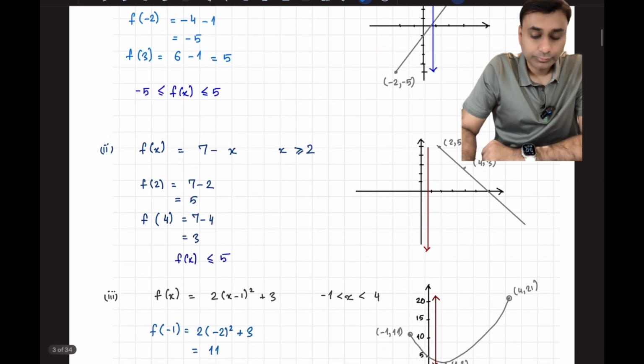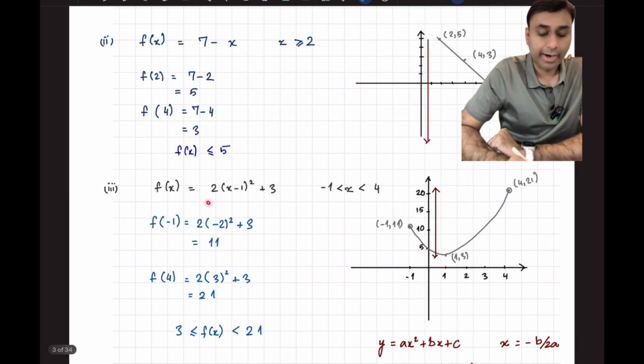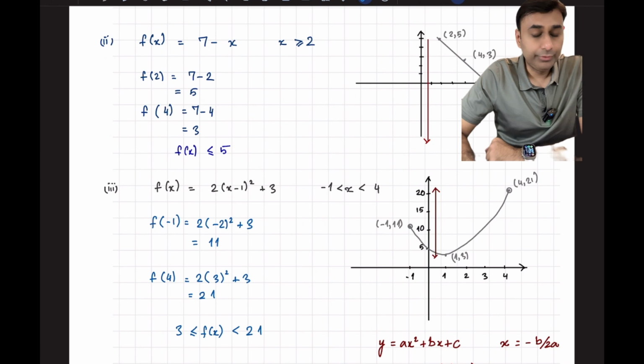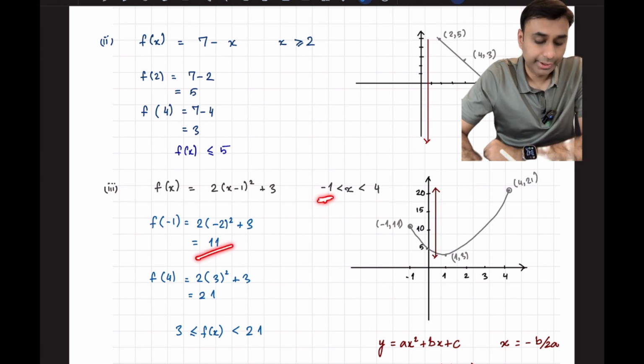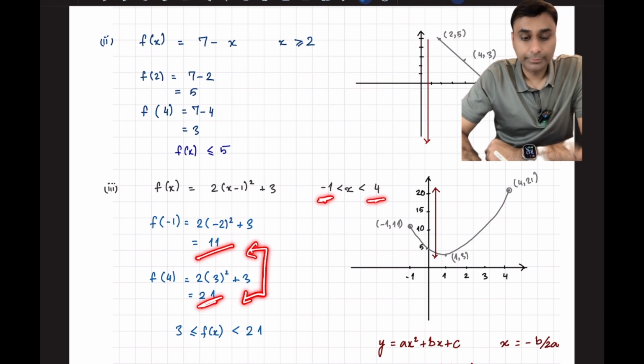But it can also get trickier in other situations, like if you have this quadratic function and you have to find out the given range. If you do not make a graph, you can make a mistake of putting domain as -1, getting a range as 11, and putting a domain as 4 and getting range as 21, and identifying your interval of range to be from 11 to 21.